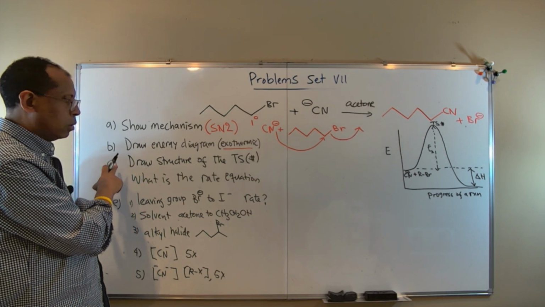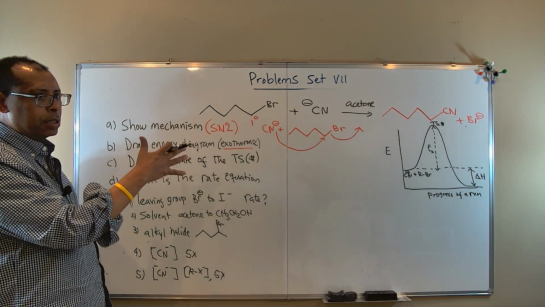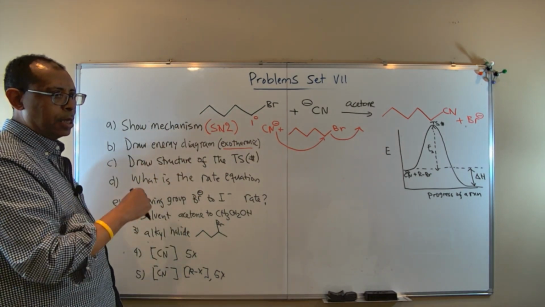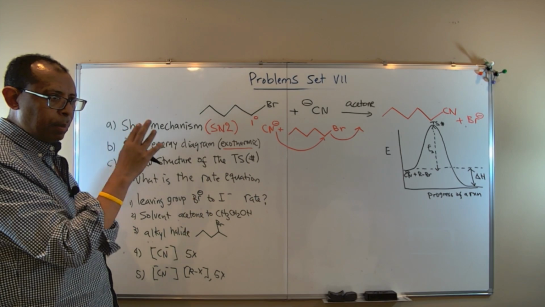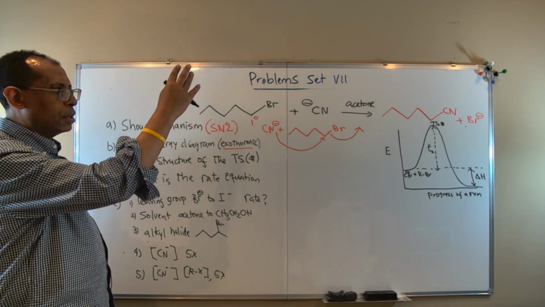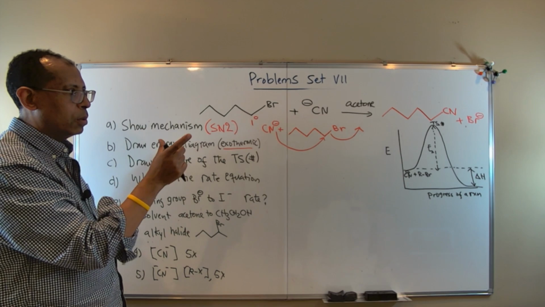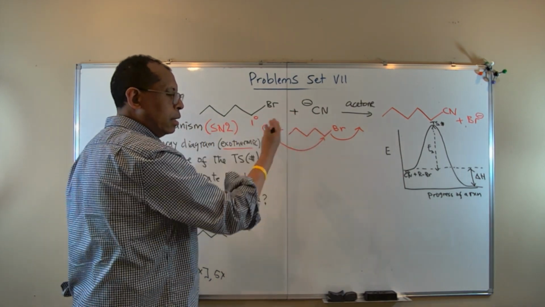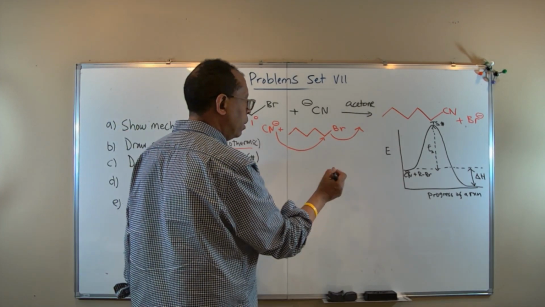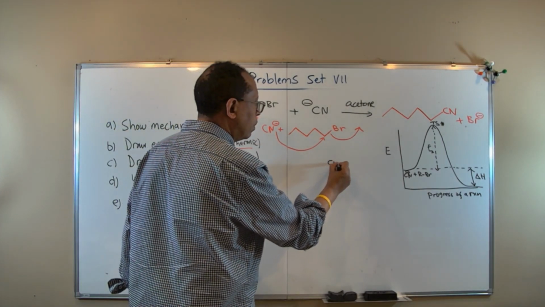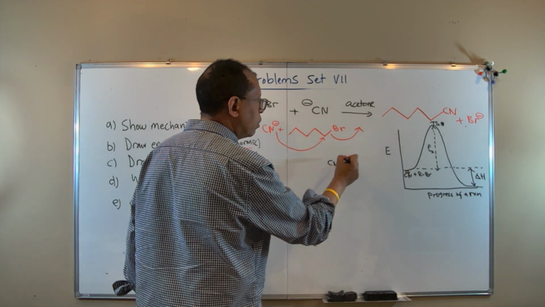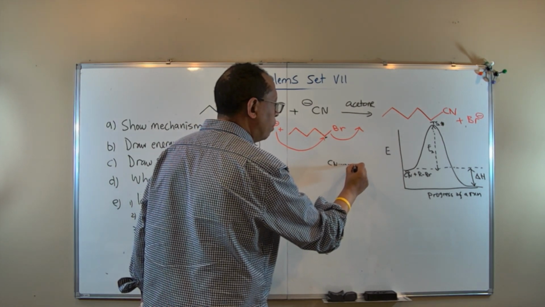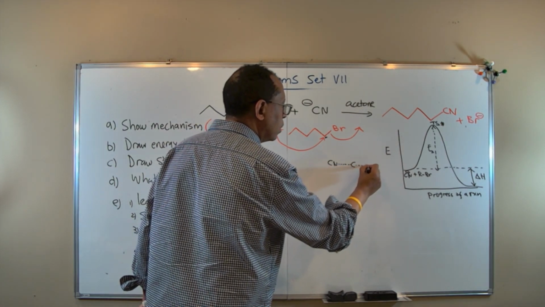Here it asks you in C, draw the structure of the transition state. Draw the structure of the transition state. In an SN2 reaction, the bond making and the bond breaking happen simultaneously. So in the transition state, both are implicated, both the nucleophile and the leaving group. So what it looks like would be cyano starts to form a bond to this carbon right here, and the bromine starts to leave.